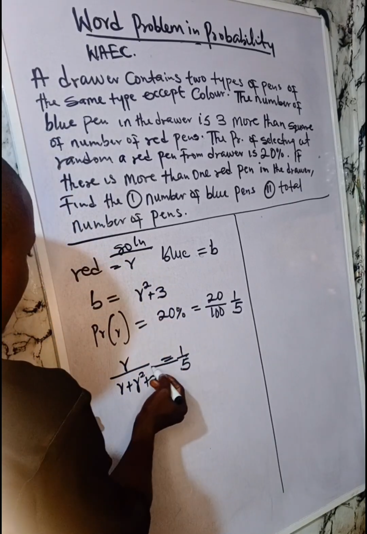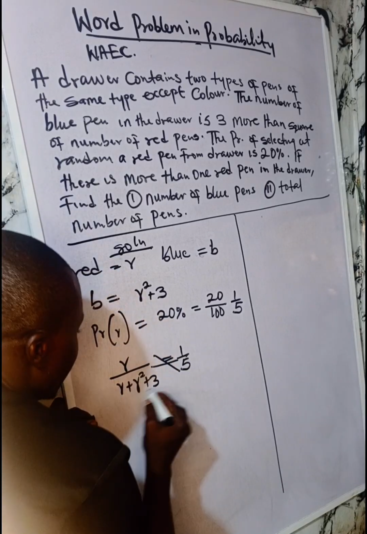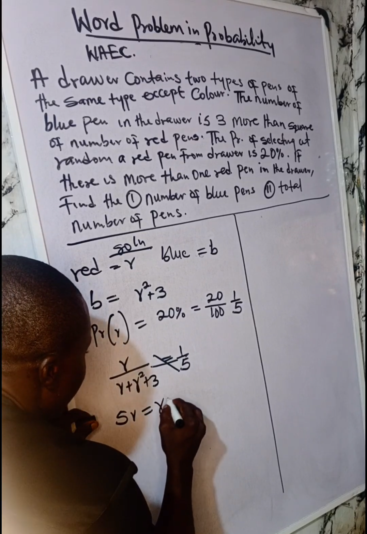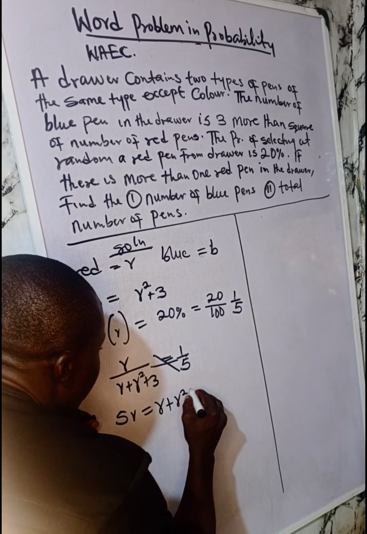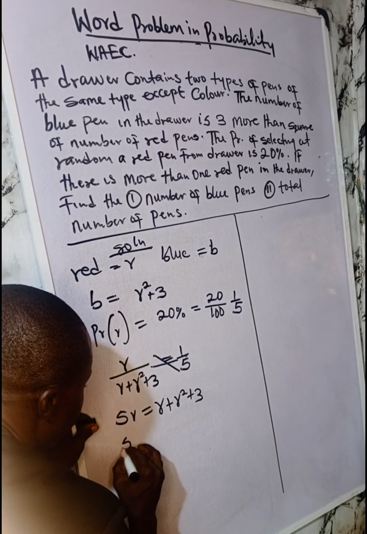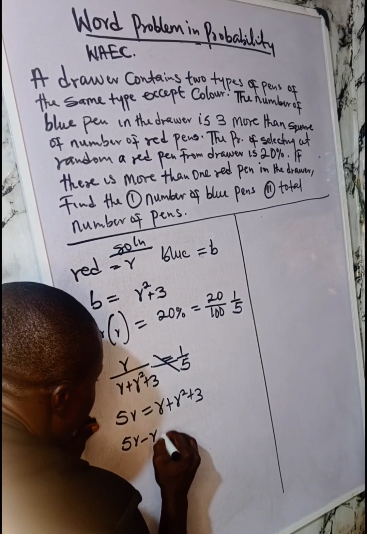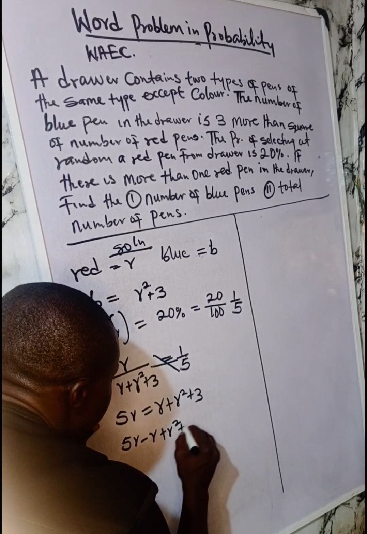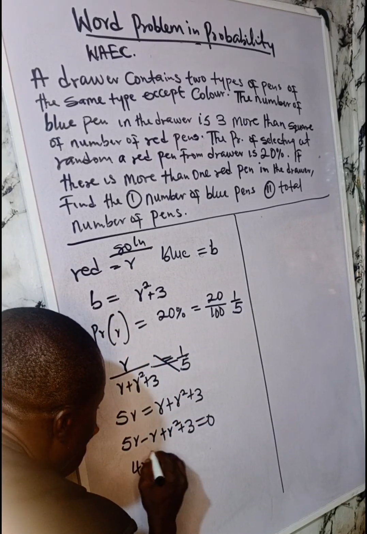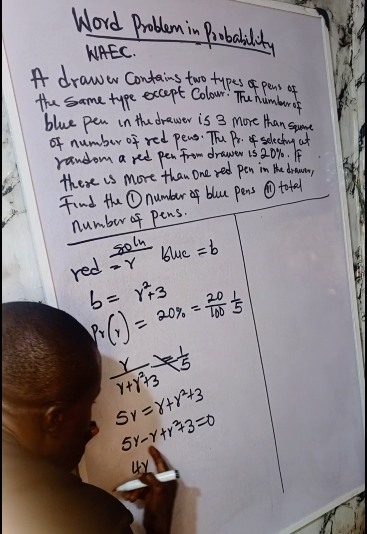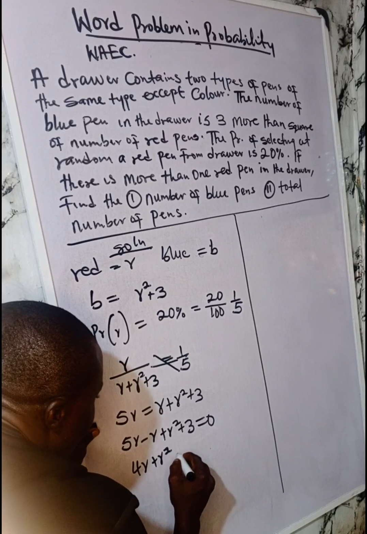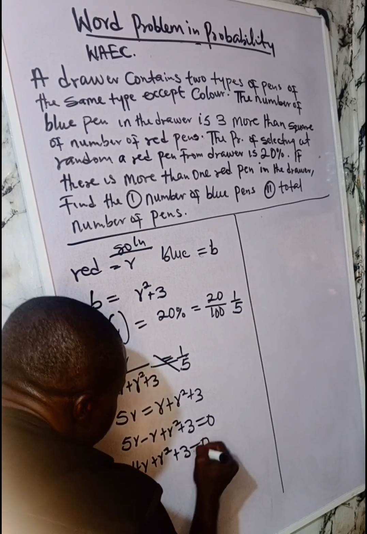Now we can cross multiply. 5 times this will give us 5R equals R plus R squared plus 3. By collection of like terms, everything is going to be 5R minus R plus R squared plus 3, and everything equals 0. Now I'm going to have 4R, because 5R minus 1R will give me 4R plus R squared plus 3 equals 0.